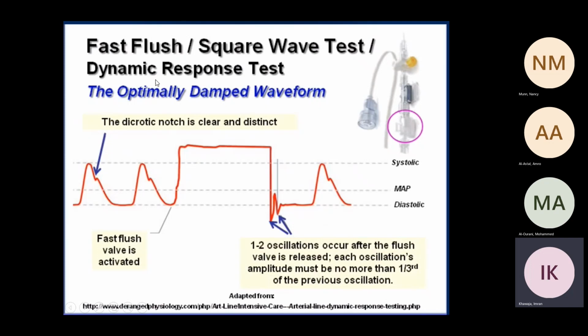It's just to check that your system is working. That's what we call a dynamic response test, to make sure that the system is optimally damped. This is what we call optimal damping. That's the normal appearance of the waveform. If you don't see the dicrotic notch in systolic and diastolic, if the waveform looks rounded, or you don't see this configuration or morphology, you want to make sure that your system is working by doing the rapid flush test. When you pull back, you see the pressure overshoot, and when you let go, you're going to see 1 to 2 oscillations. And that's the optimally damped system.